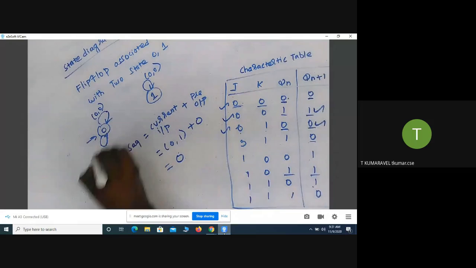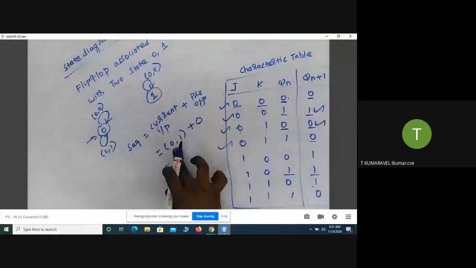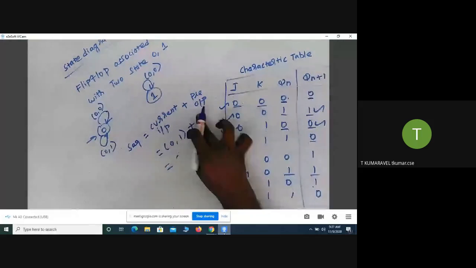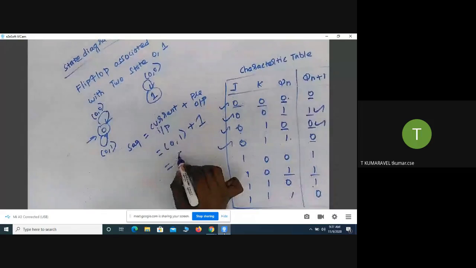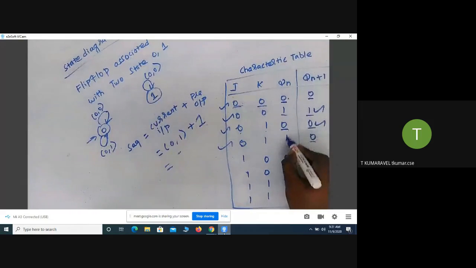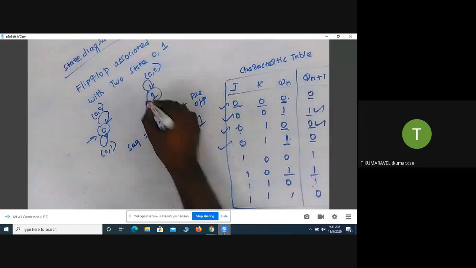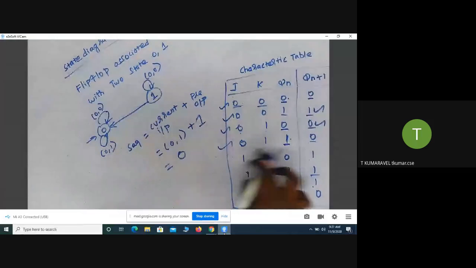What about the next input combination? The next input combination is 0 comma 1, and the previous state output is 1. What about the current output? The current output is 0. So I'm in the 1 state and the current output is 0, so I draw the line from 1 to 0 with input combination 0 comma 1.